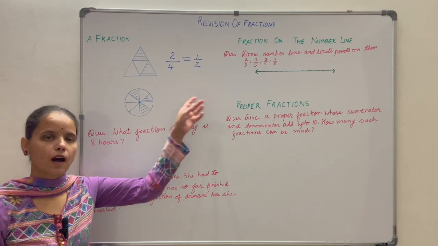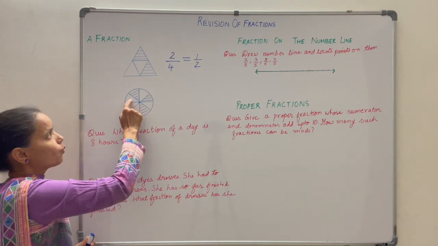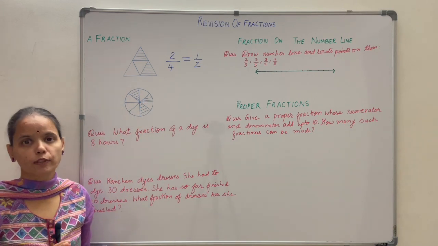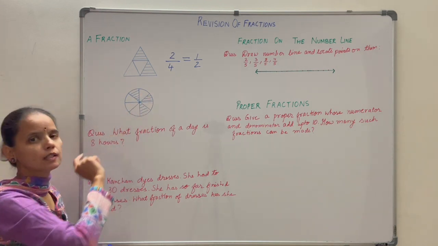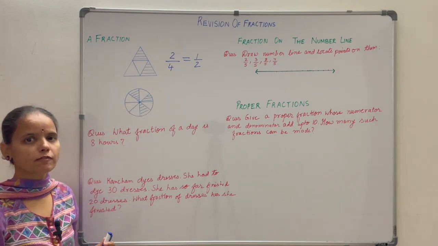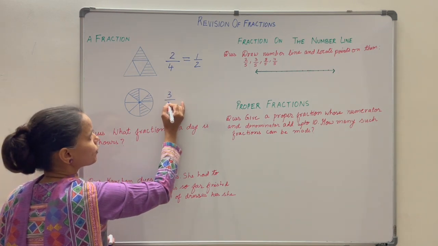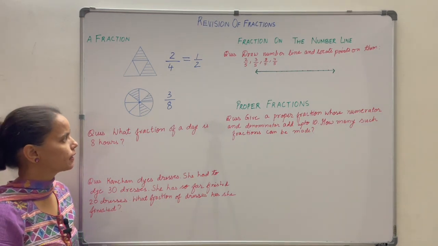So that is half. Let us take this diagram. Here there are 1, 2, 3, 4, 5, 6, 7, 8 equal divisions of this whole. And how many parts are shaded? 3 parts are shaded. So what fraction is shaded? 3 parts are shaded out of 8 parts. So the fraction is 3 by 8.